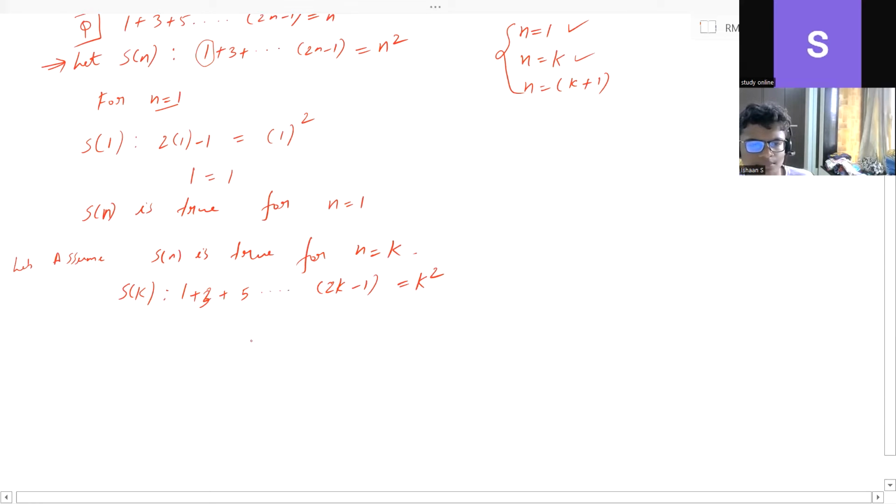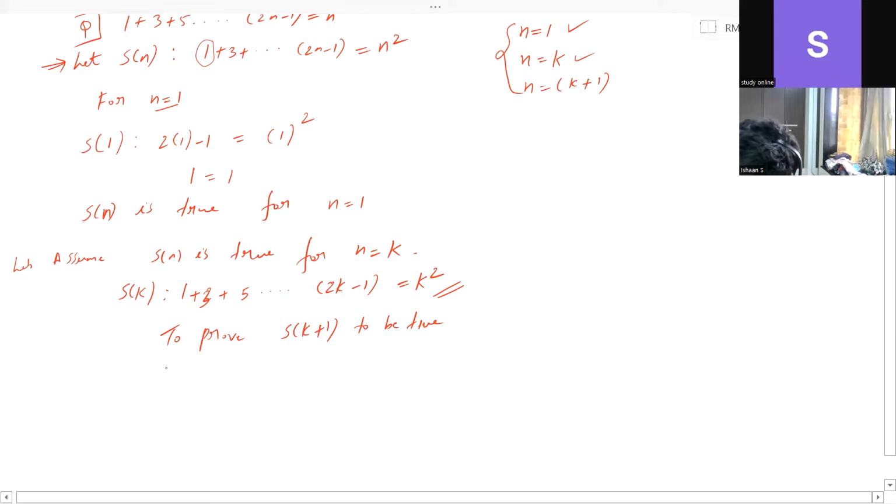Hope till now everything is clear. Okay, so we have assumed that this is true. I have just substituted k instead of n, because these are the basic steps involved in mathematical induction. So now we have to prove S of k plus 1 to be true.